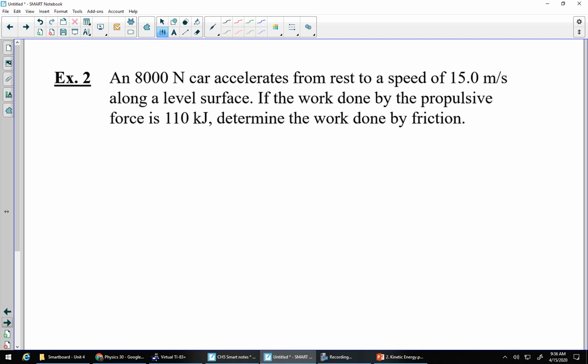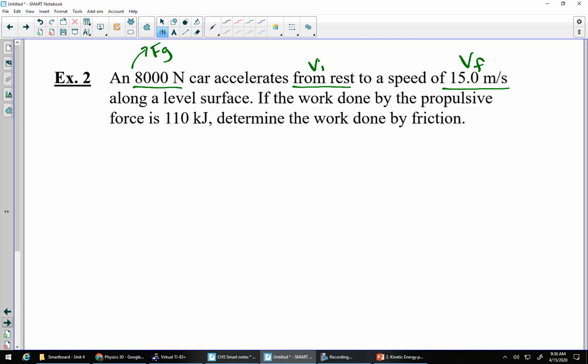We got an 8,000 Newton car. And you might be thinking to yourself, okay, 8,000 Newtons, you recognize that from before. That is actually our force of gravity, right? So our force of gravity on the car, or the weight of the car, is 8,000 newtons. So it accelerates from rest to a speed of 15 meters per second. So from rest, that's going to be VI, to a speed of 15 meters per second, that's going to be VF, along a level surface.